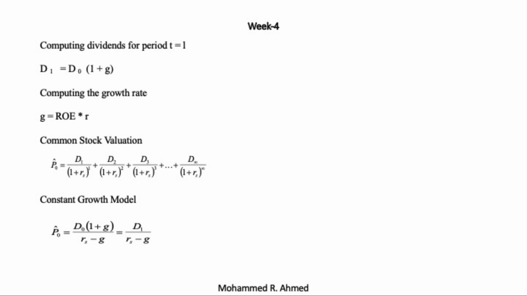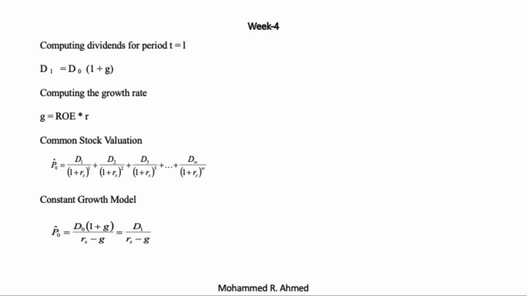Let's look at the steps involved in calculating the fair value of the common stock and the common stock valuation model. First step is learning how to compute the dividend for the next period. D1 means dividend for the next period. D0 is the dividend for the current period. We have the information on the current dividend most of the time. You take the current dividend, D0, multiplied by 1 plus G. G is the growth rate.